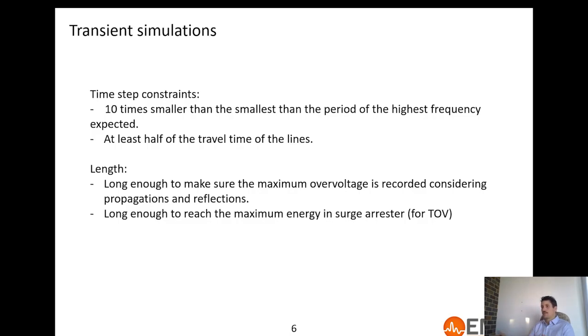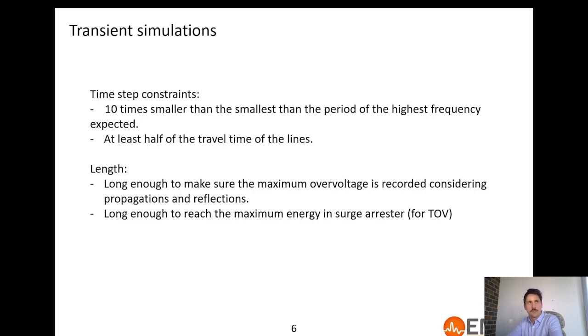For the simulation length, it's fairly easy. You have to simulate long enough according to what you are looking for. If you do a switching study and you're interested in the maximum overvoltage, then you should simulate 1 or 2 cycles after the switching instant, and that's typically where you have the overvoltage within 1 cycle. If you do an energy study for surge arresters, for example TOV or switching study, you need to simulate long enough until you reach the plateau for the surge arrester energy. So it basically depends on what you do. But most of the time, you know a little bit in advance.